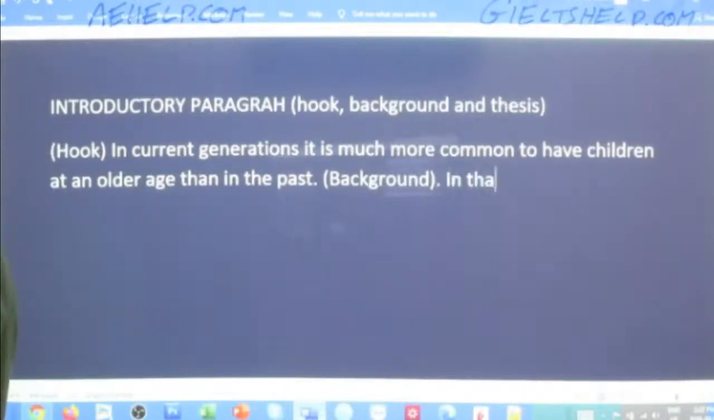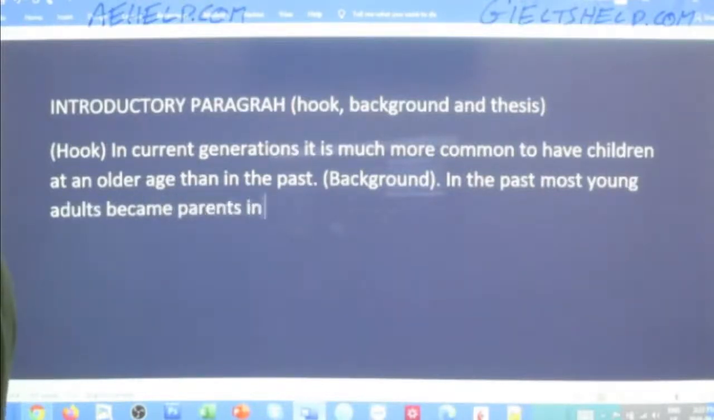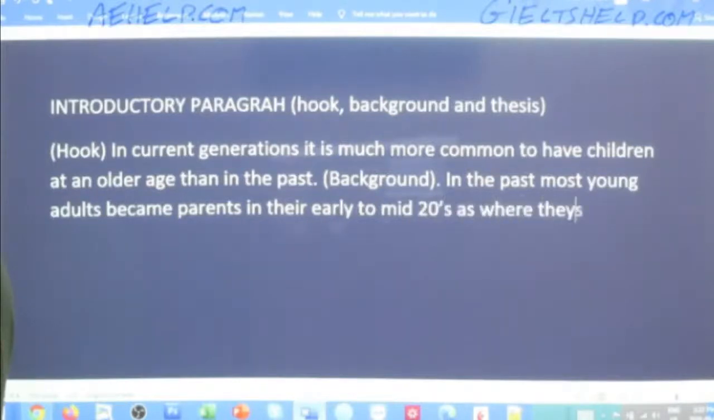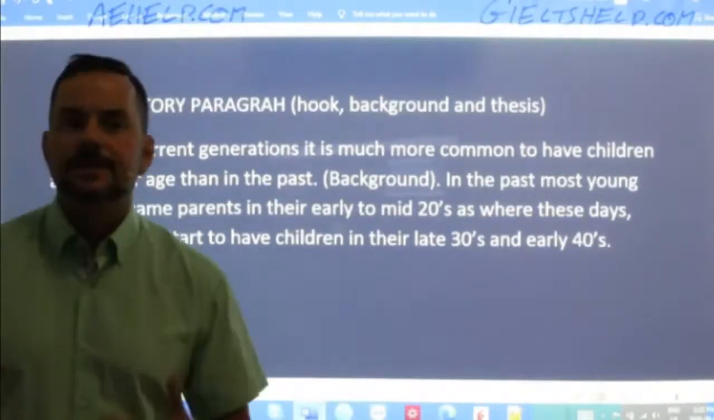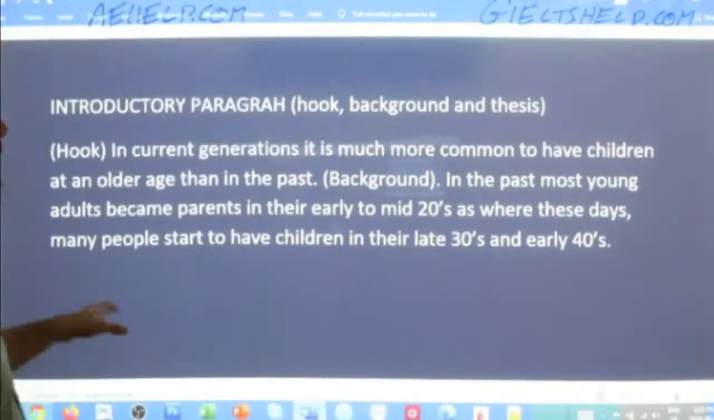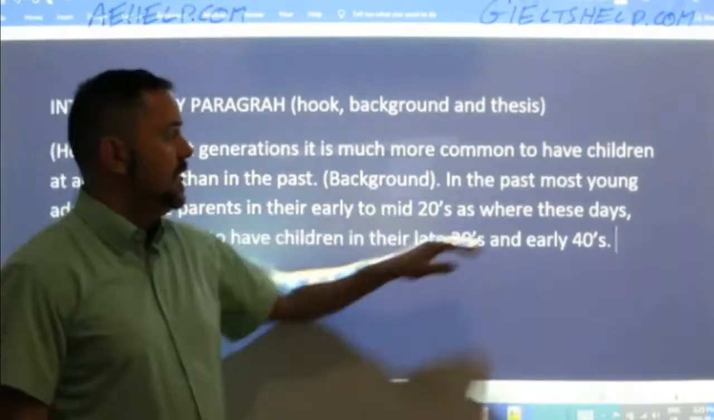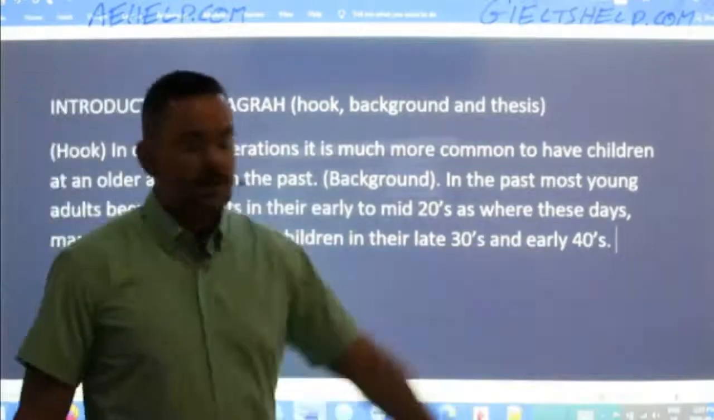So in the past, most young adults became parents in their early to mid 20s, as where these days many people start to have children in their late 30s and early 40s. Okay, so that's that quantitative definition, right? So in the past, most young adults became parents in their early to mid 20s, as where these days many people start to have children in their late 30s and early 40s.